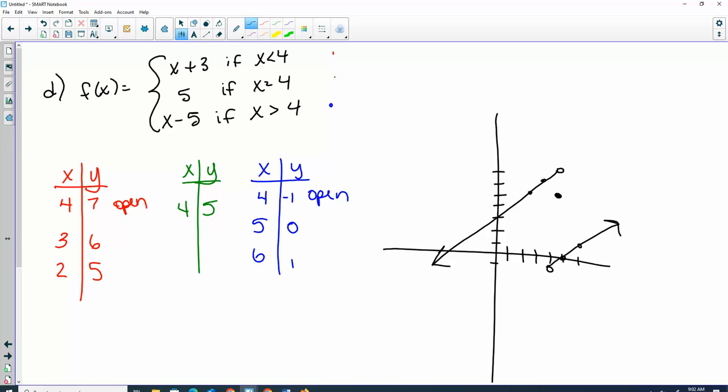And I told you at the end, double check that it passes the vertical line test. This is a function, so it should. If it doesn't, that means that somewhere you plugged in the wrong numbers or plotted them in the wrong spot. Questions on that one?